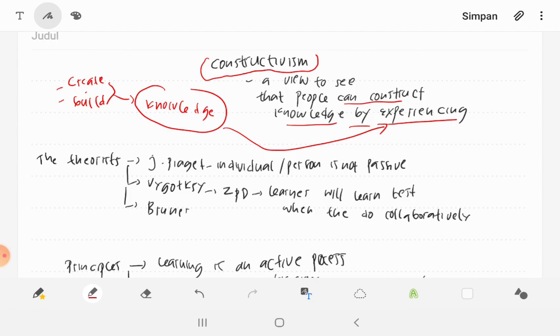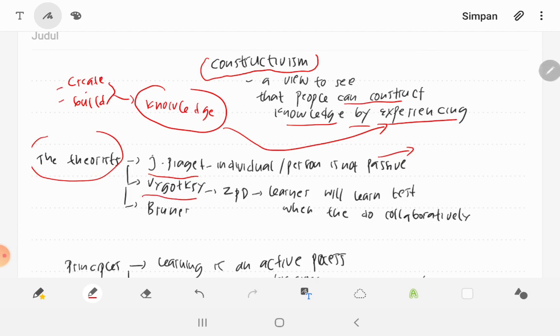Actually, constructivism itself has famous theories and also figures. The first is Piaget. Piaget stated that an individual or person is not passive. So you look at the learner as someone with something unique to develop, meaning the student is not only a passive learner. The student should not be given lots of material every day. Piaget thinks that a student needs to get lots of knowledge and information by themselves, not from the teacher. Then the student will improve more of the skills they get.